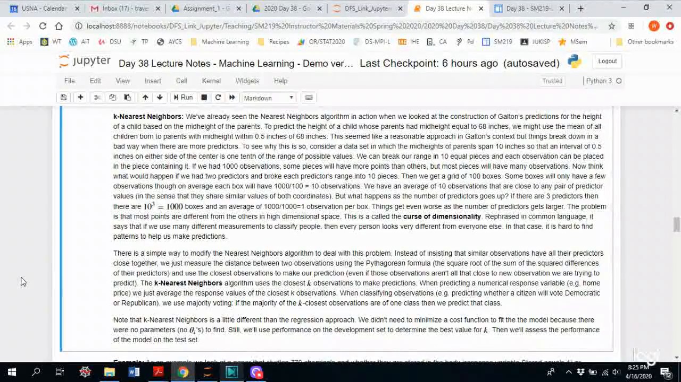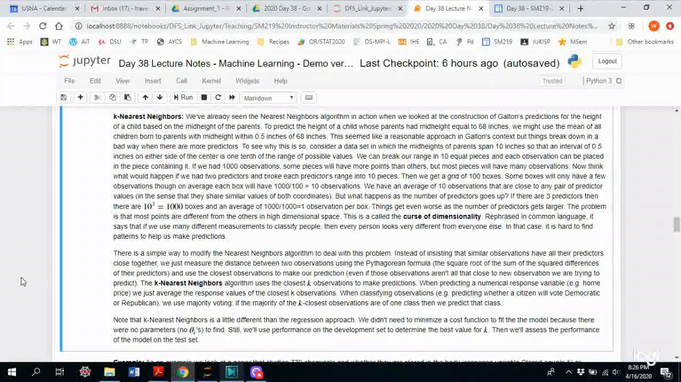Rephrased in common language, it says that if we use many different measurements to classify people, then every person looks very different from everybody else. In that case, it's hard to find patterns to help us make predictions. There is a simple way to modify the nearest neighbors algorithm to deal with this problem.